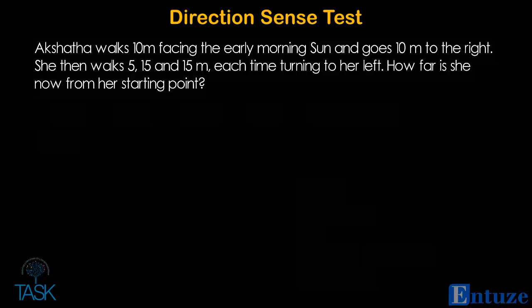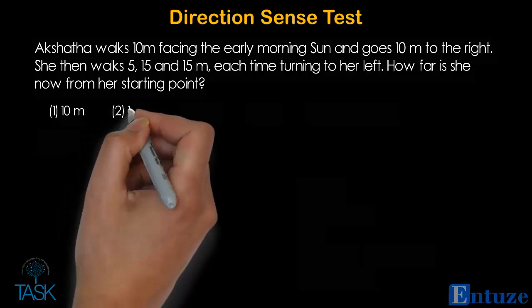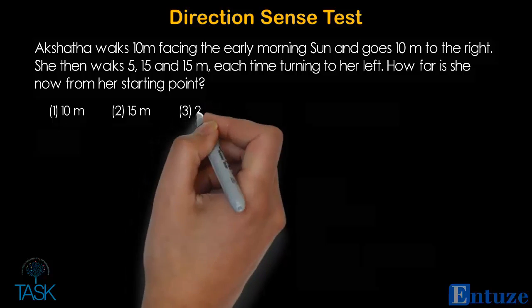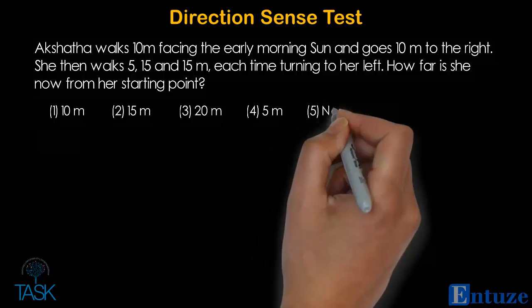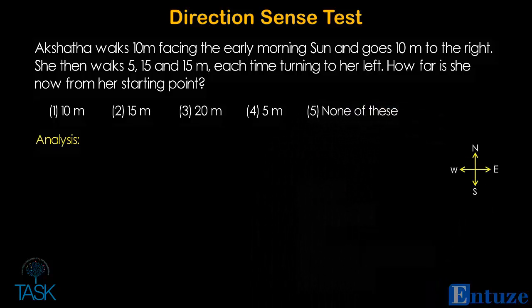Akshata walks 10 meters facing the early morning sun and goes 10 meters to the right. She then walks 5, 15 and 15 meters, each time turning to her left. How far is she now from her starting point? Options given are 1. 10 meters, 2. 15 meters, 3. 20 meters, 4. 5 meters, 5. None of these. Let us draw a picture to solve it.